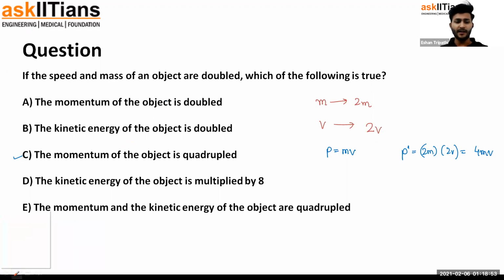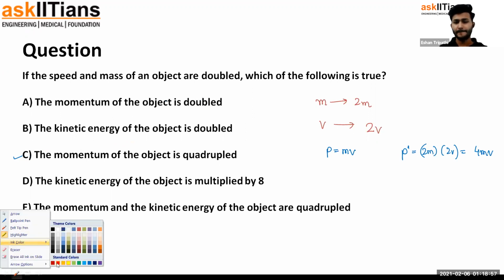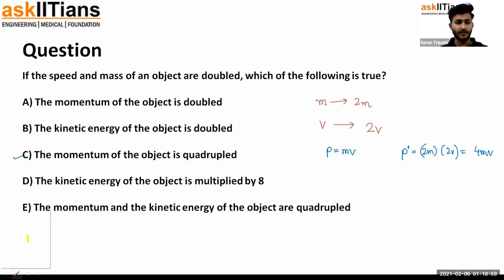And then after that, let's talk about kinetic energy also. Kinetic energy, as we know, is half mv square, which we just learned. Originally, it was also half mv square. But what is going to be the new kinetic energy? KE dash.